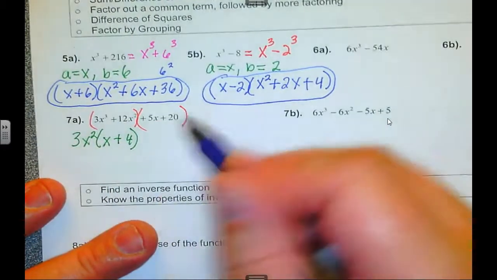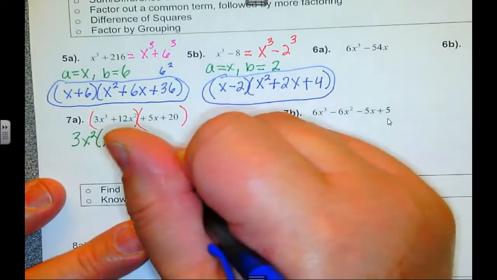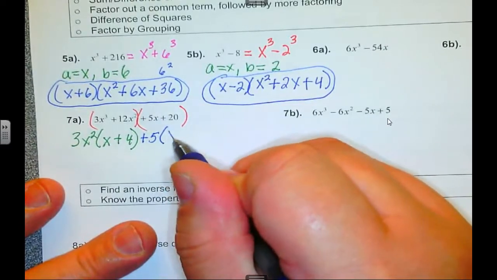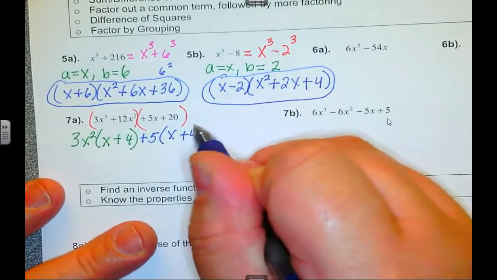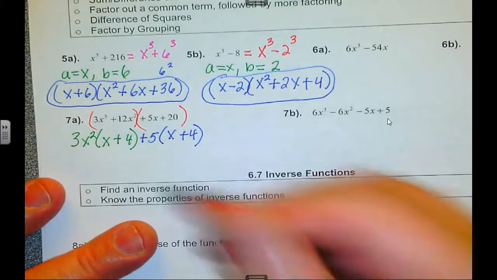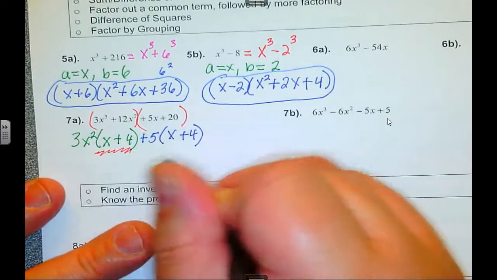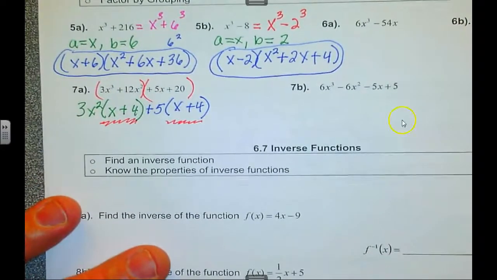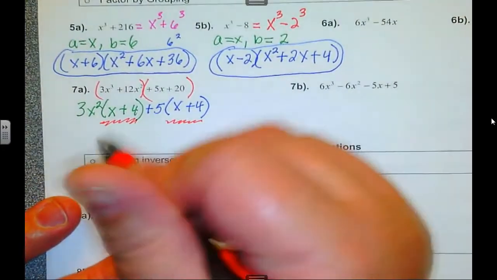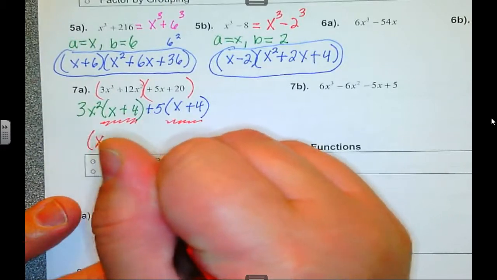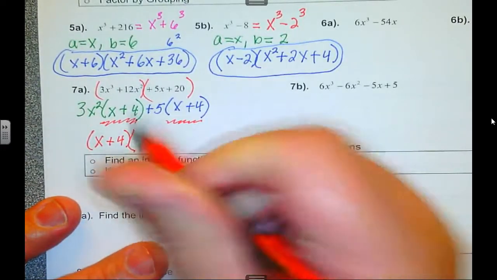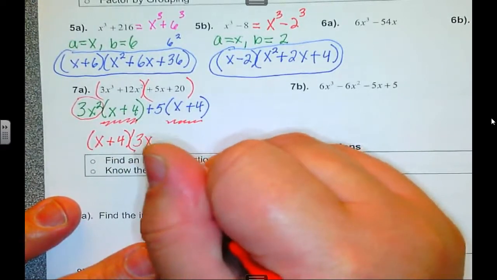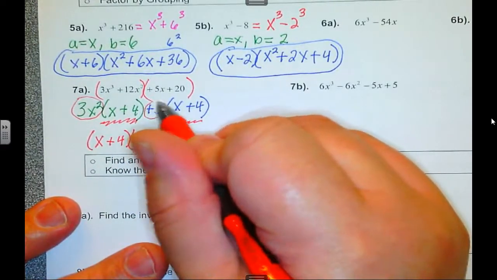Let's see, the second one, I can take out a plus 5, and I'm left with x plus 4. Notice, I get the same quantity. If you don't get the same quantity, you did something wrong. So I'm going to take out the x plus 4. And I'm left with 3x squared plus 5.